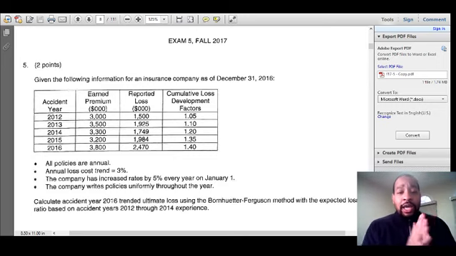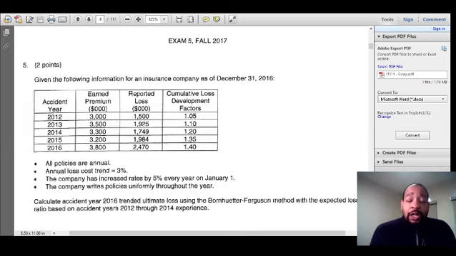So today, I'm looking at the Bornhuetter-Ferguson method. This is generally understood just to be a method of calculating losses based on information that comes from historical data. So the crux of what we're going to be doing is we're going to look at some historical data, in this case, earned premiums and reported losses. We're going to come up with an average loss ratio, and then we're going to apply that to the target year that we're looking at, which is 2016. So let's go ahead and read the problem.